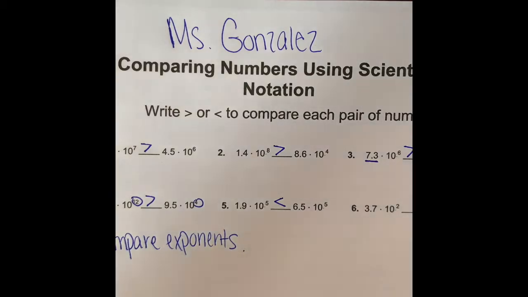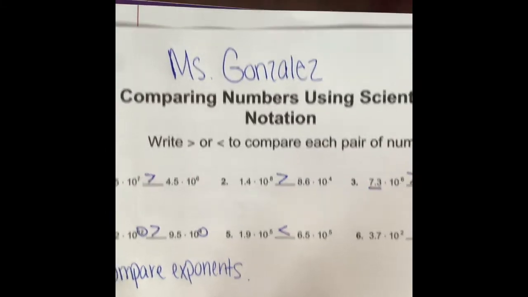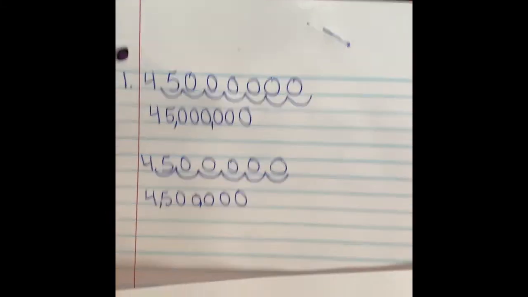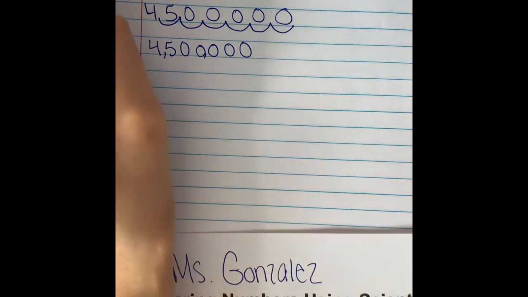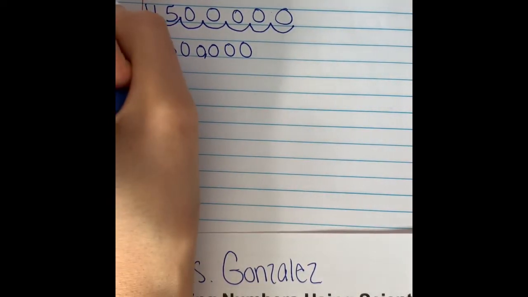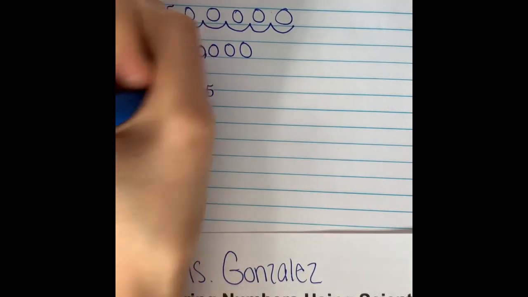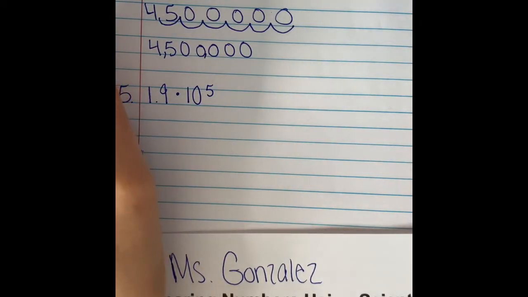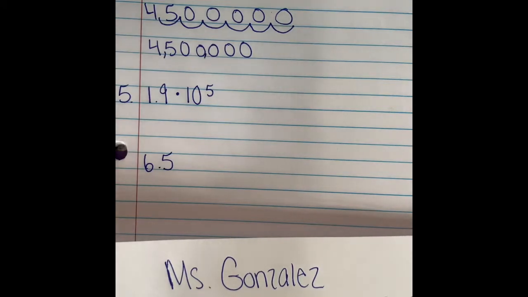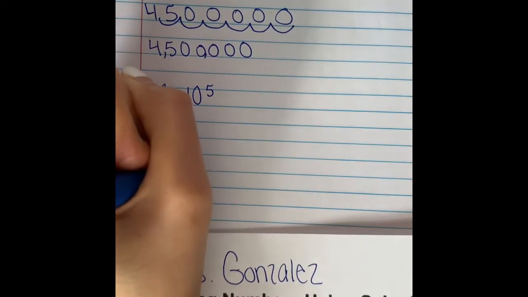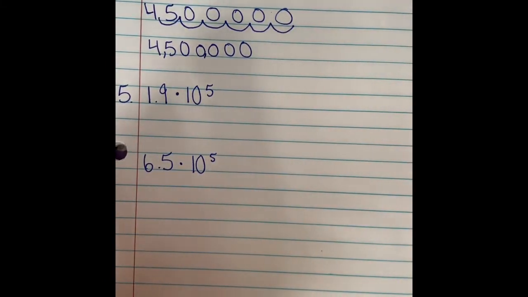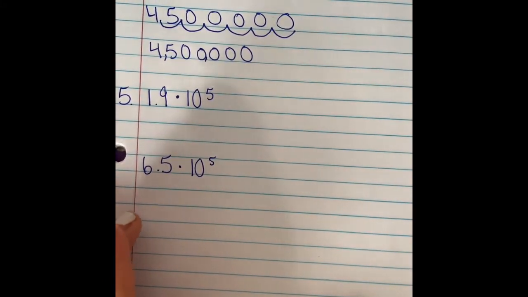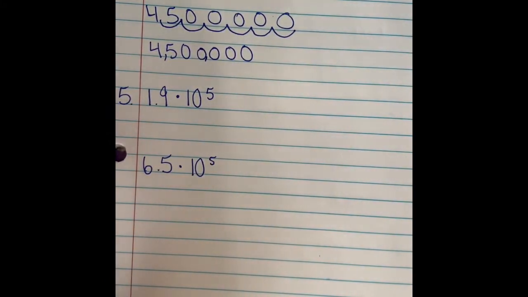Let's write this one out. I want you all to have another example to reference. So with number 5, let's get my notebook up. Number 5, we have 1.9 times 10 to the 5th power, and we have 6.5 times 10 to the 5th power. We're moving these over the same amount of times, but at the end, we're going to compare which number is bigger.